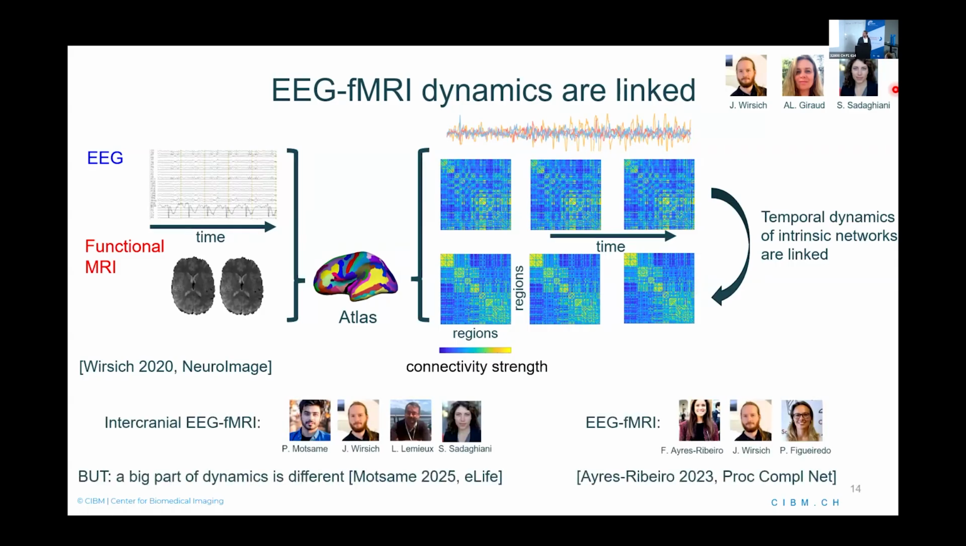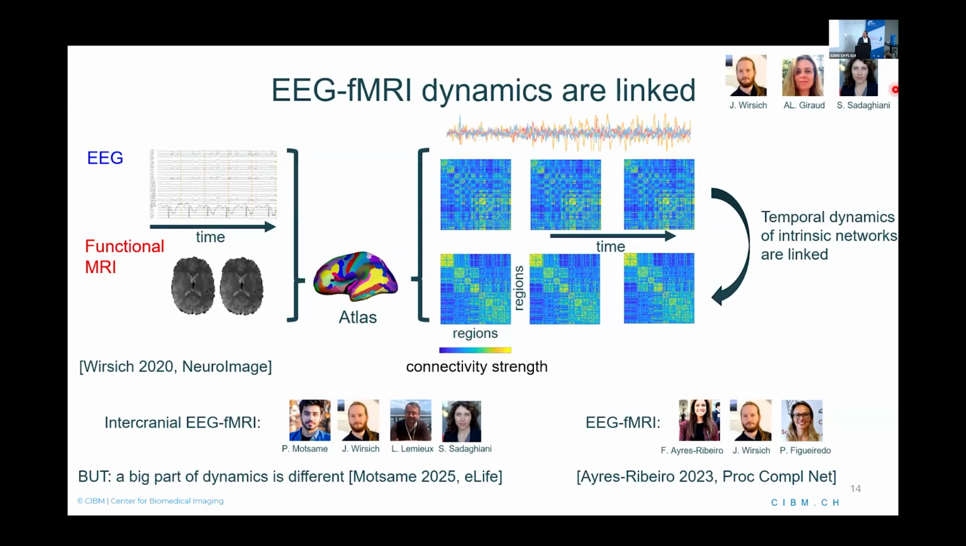Of course, it's not as easy as it seems. The mutual information is quite little. So in other papers, we also showed that when we use intracranial EEG-fMRI and EEG-fMRI in multi-layer graph models, most of the EEG and fMRI dynamics are quite different, even if they are stable or reliable inside each modality.